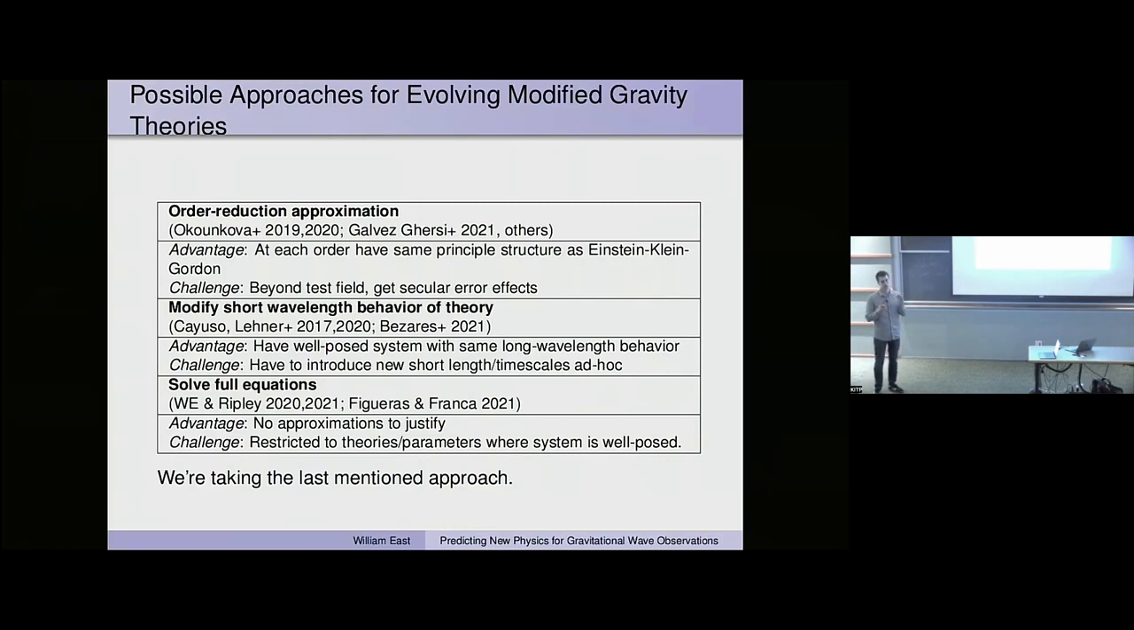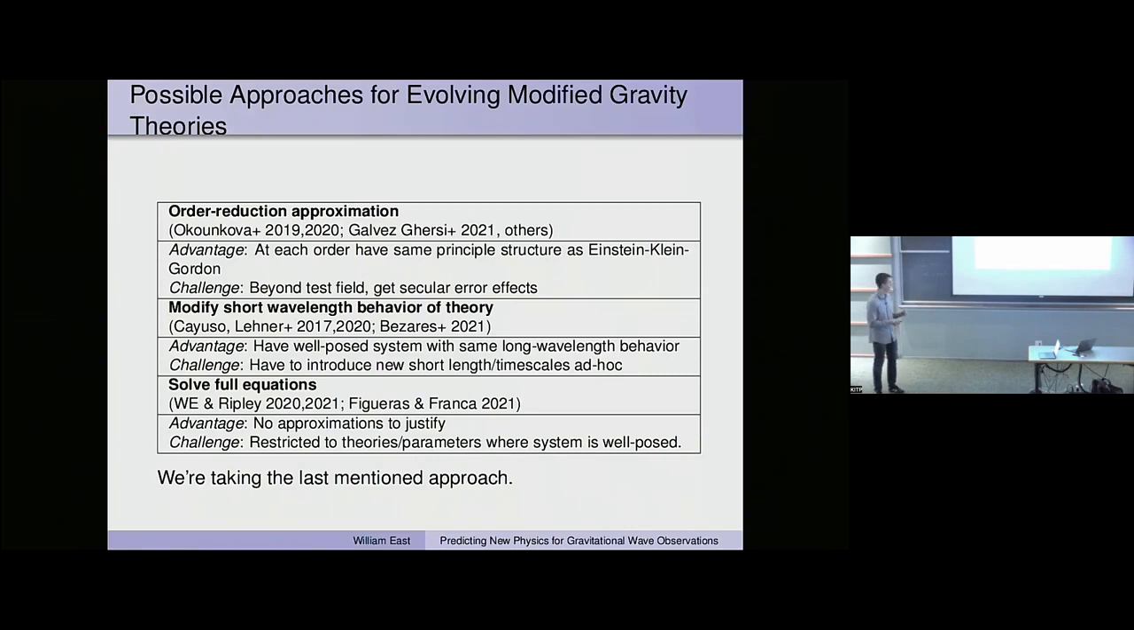An alternative approach that Lewis and his collaborators have been going after is to introduce ad hoc modifications to the short wavelength behavior of the theory to make it well posed while still having the correct long wavelength behavior. So that gives you a well posed formulation and can potentially cure these problems with secular accumulation of errors. But the challenge there is that you have to introduce some short time scale ad hoc, and you want to make that time scale sufficiently short that the answer you get doesn't depend on it, but not so short that your computation becomes intractable.